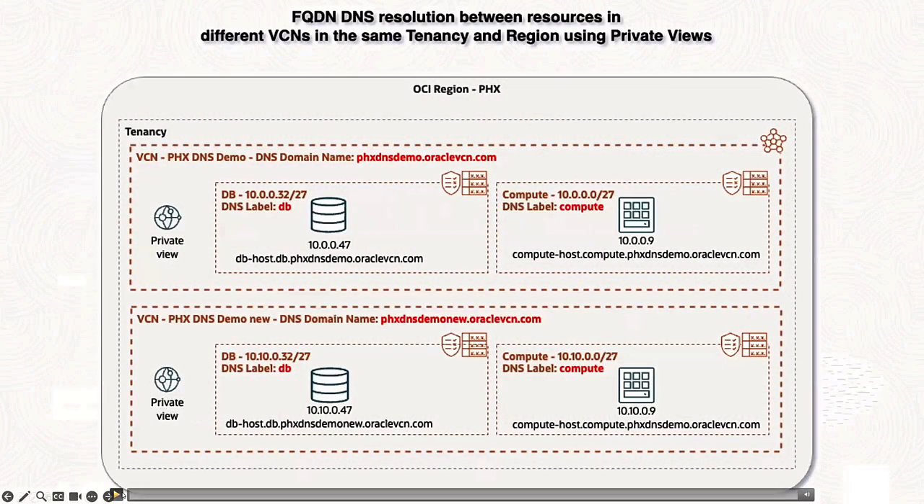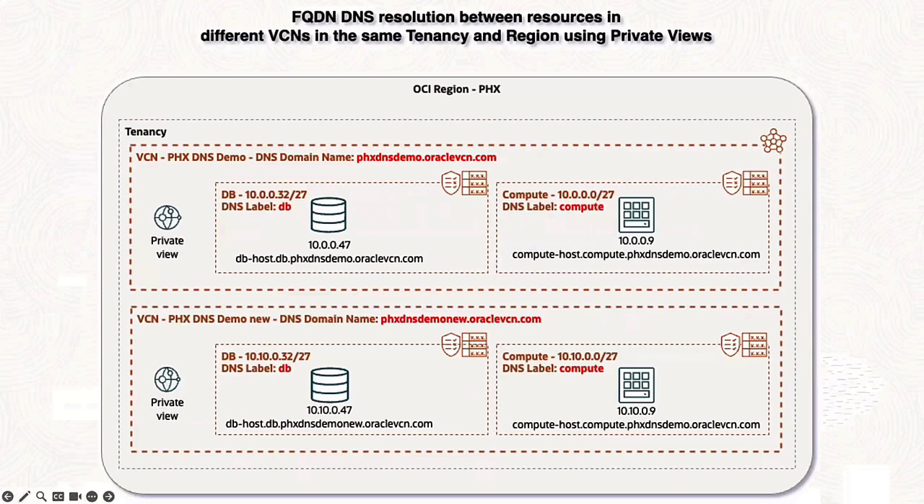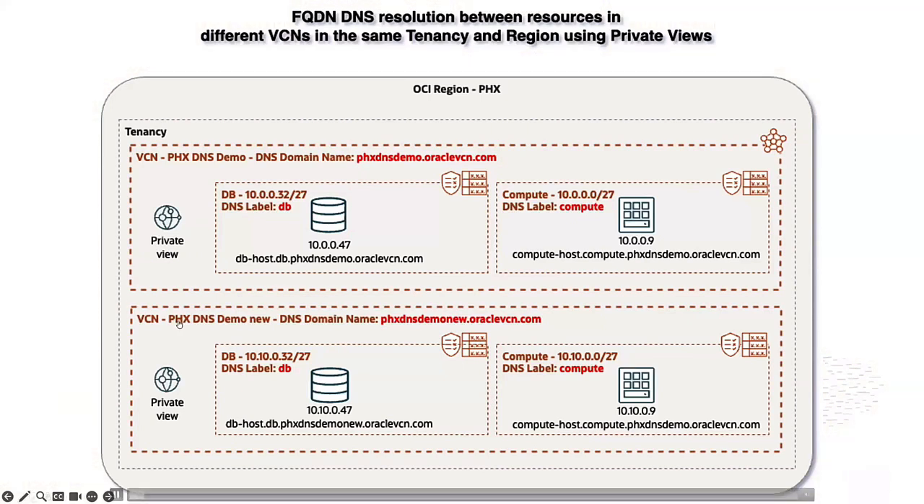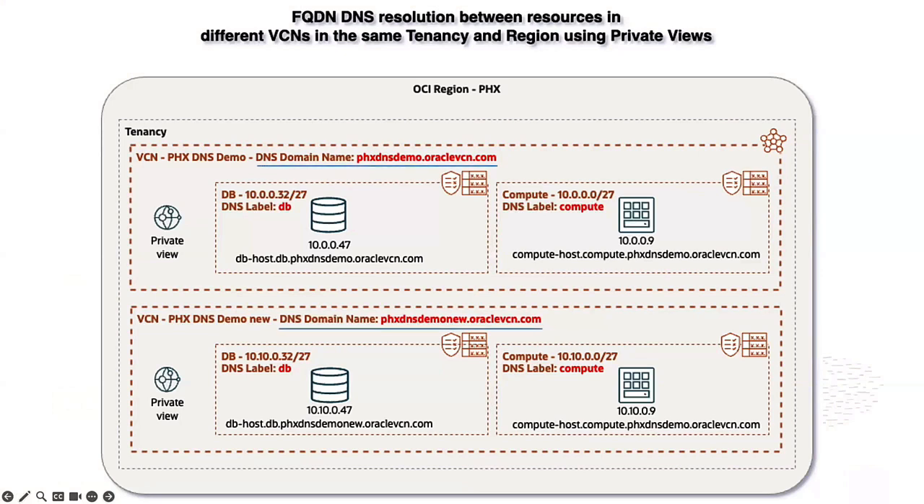So let's start with a very simple use case where 2 VCNs are provisioned in the same region and in the same tenancy. This is scenario 1 from the presentation. 2 VCNs, Phoenix DNS Demo and Phoenix DNS Demo New, are configured with DNS domain names. Each VCN has 2 subnets with a DNS label. There is one resource provisioned in each subnet that takes the FQDN from its VCN and subnet. So let's dive right into the demo.